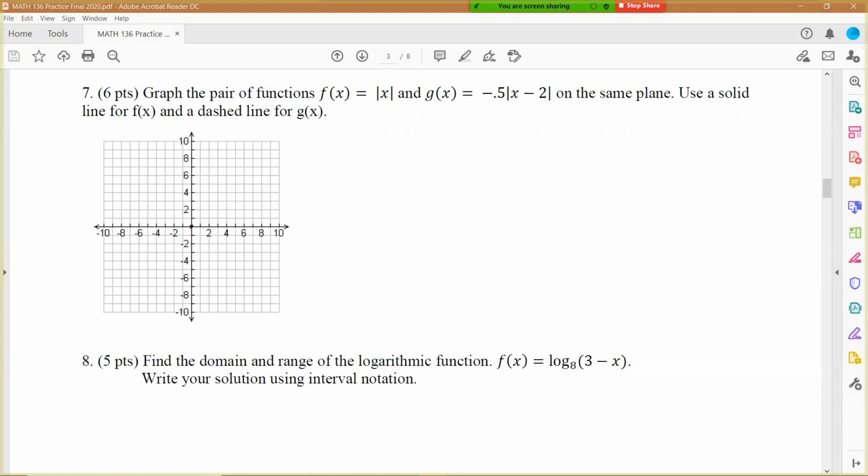So I would just pick points. We're not picking the first one. We're picking the absolute value one, which is the second one, I think.